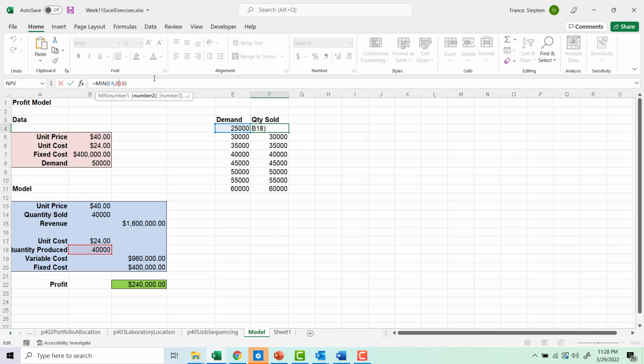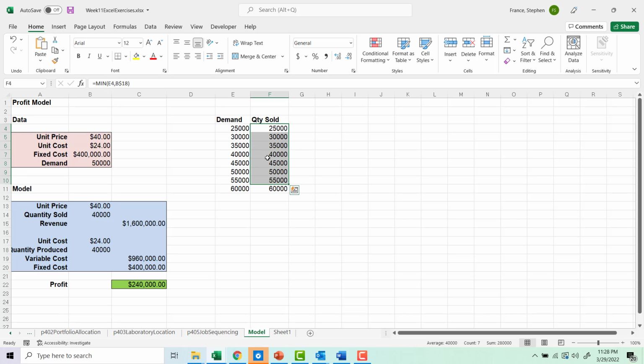I know what I forgot to do. I forgot to dollarize my B18. And there we go. It's always good to make mistakes in these examples because then you can see what I'm doing wrong. Okay, so that's the demand, the quantity sold.